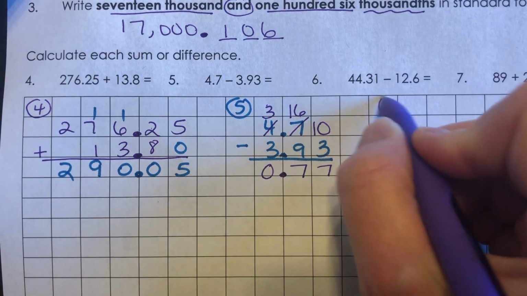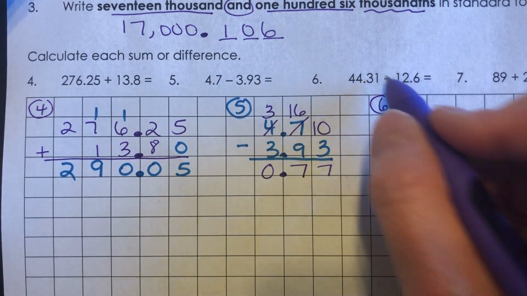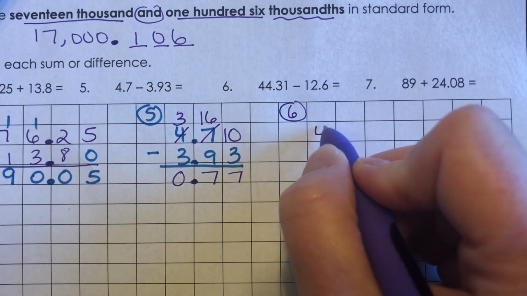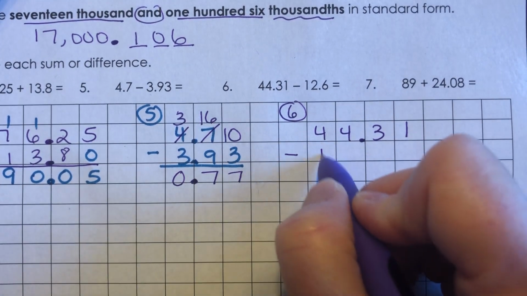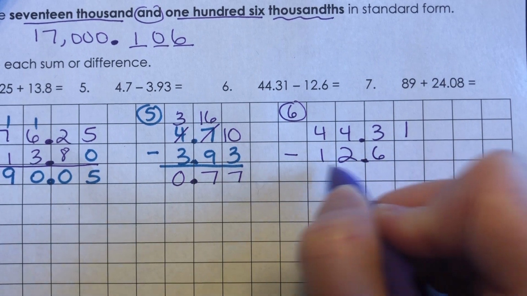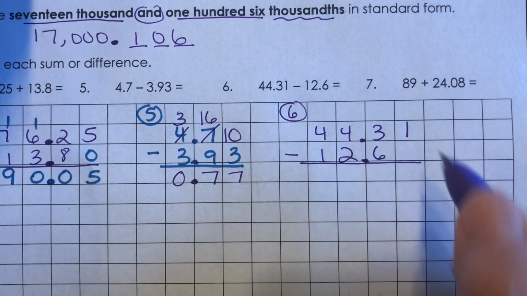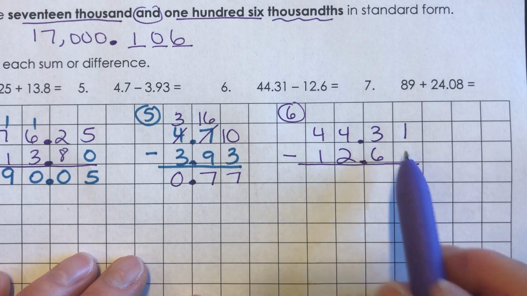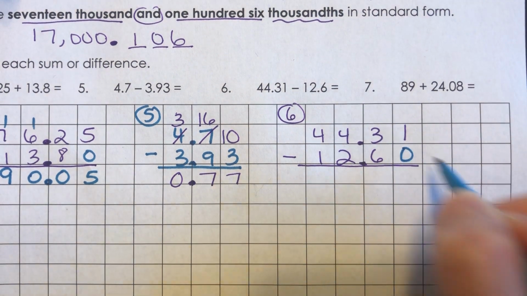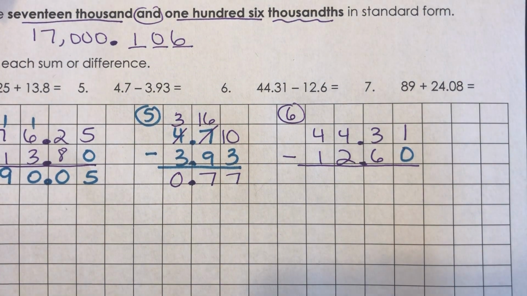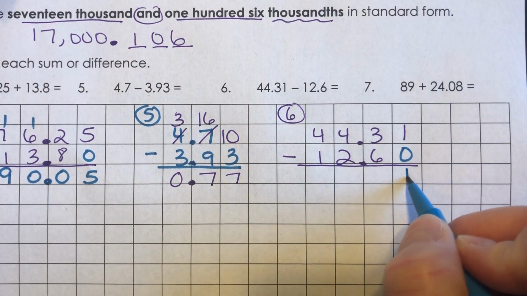All right, we are on number 6 now. And it's another difference here. 44 and 31 hundredths minus 12 and 6 tenths. Again, I know it looks really weird to have this hole right here, but these decimal points must be lined up when you're setting up your problem. Put a 0 where that big hole is. And now we're going to subtract. 1 minus 0 is 1.